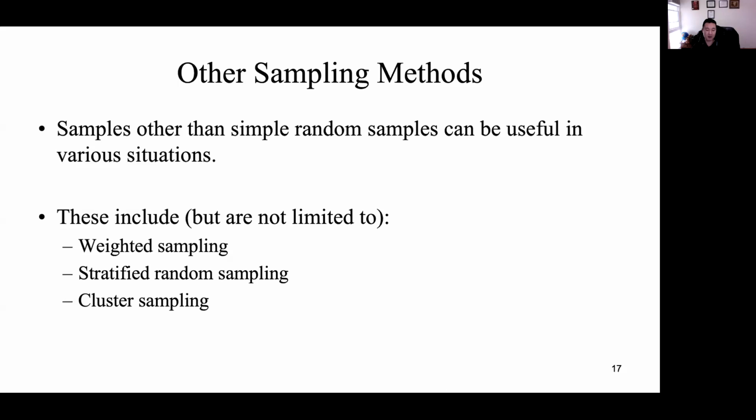Stratified random sampling means that for a whole population, we have subcategories. And we also have cluster sampling. So just remember, we have different sampling methods, but by far the most commonly used sampling method is the simple random sample.